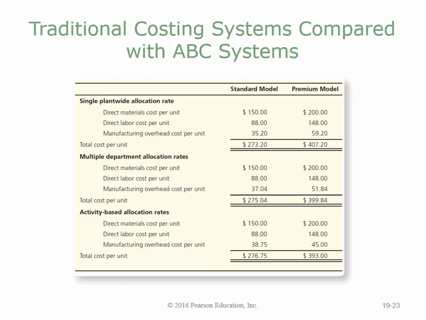All right. So now they're just comparing them. Here's the cost per unit at a single plant-wide rate, cost per unit with multiple department allocation rates, and then cost per unit with the activity-based allocation rate. And you see, again, there's some slight difference between the two. In fact, it's a pretty significant difference on the premium model. And so why it matters is if you are basing your pricing, what you're selling to the customers, on your cost, and you don't have a good accurate estimate of what your cost is, you can see the problem inherent in that right off the bat.